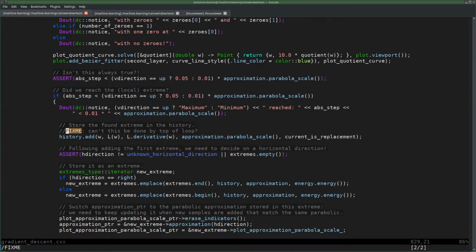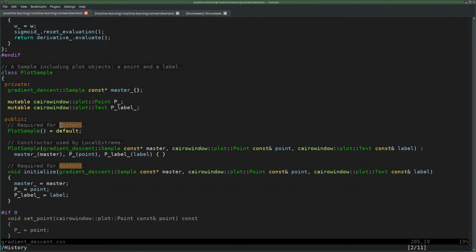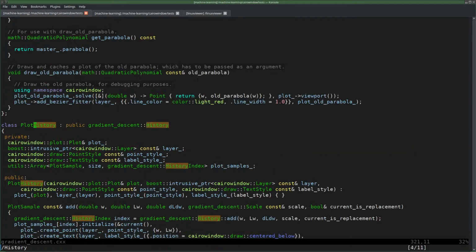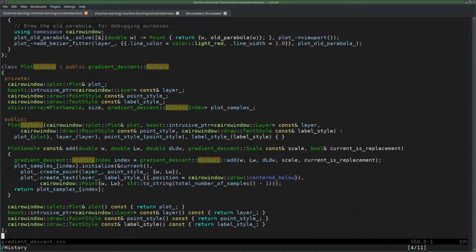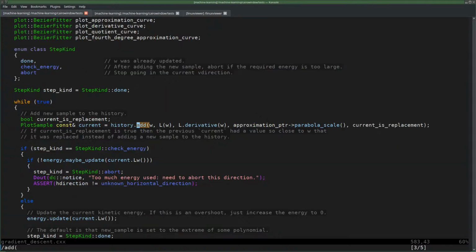Those are the only two fix me's that are left. So I did fix the history now. That is, the history no longer is a template. And I have a plot history, which just contains the plot stuff. And then at the moment that I add to the history here, I'm actually calling an add on the plot history.